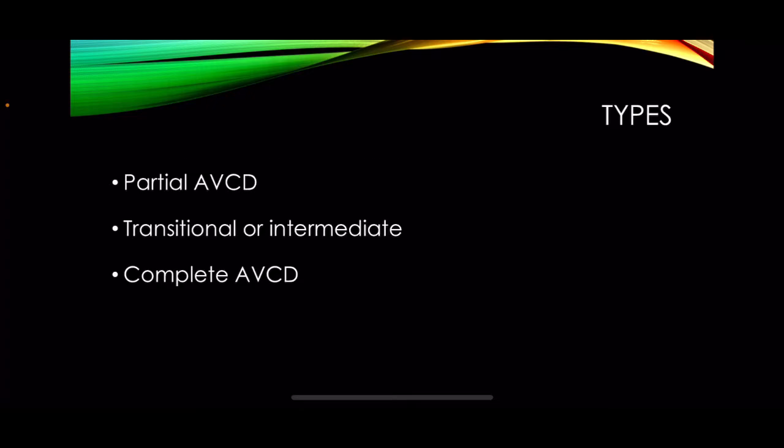When talking about the AV canal defect, the first step is to classify this defect into its three types. It is usually classified into complete AV canal defect, partial AV canal defect, and transitional or intermediate defect.